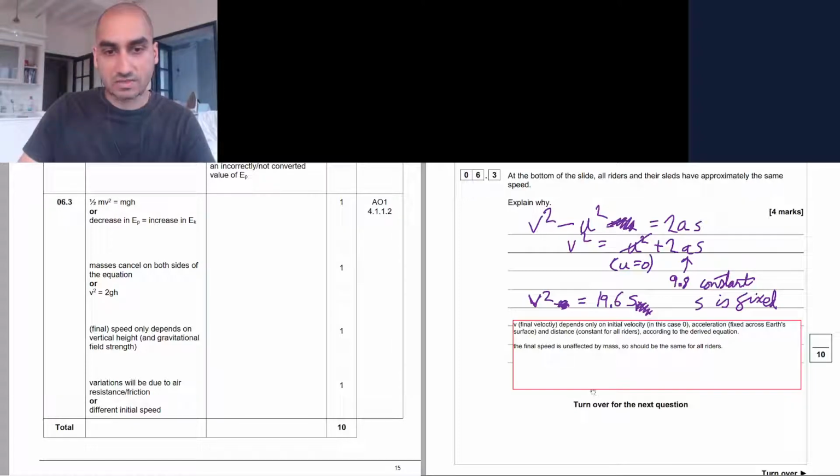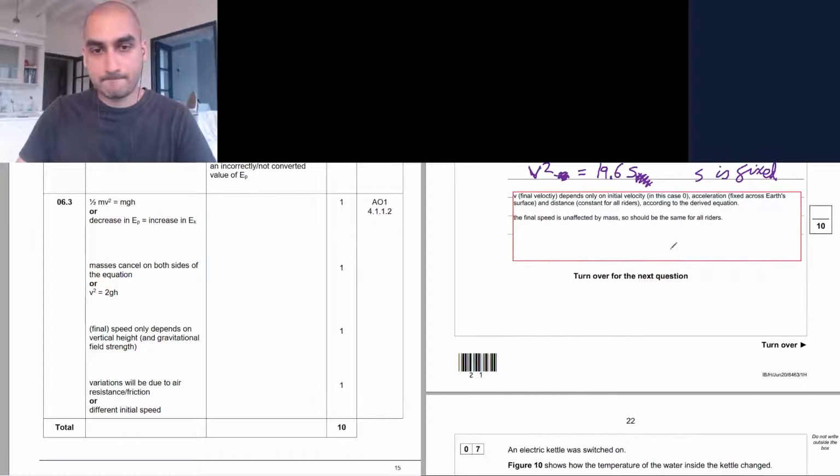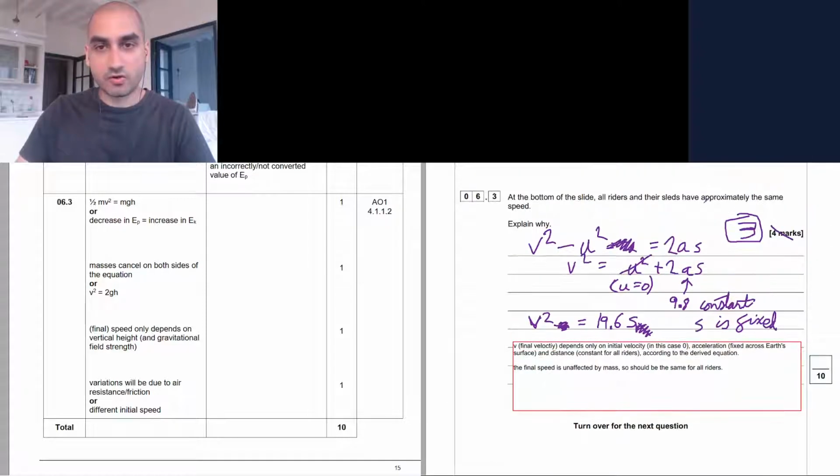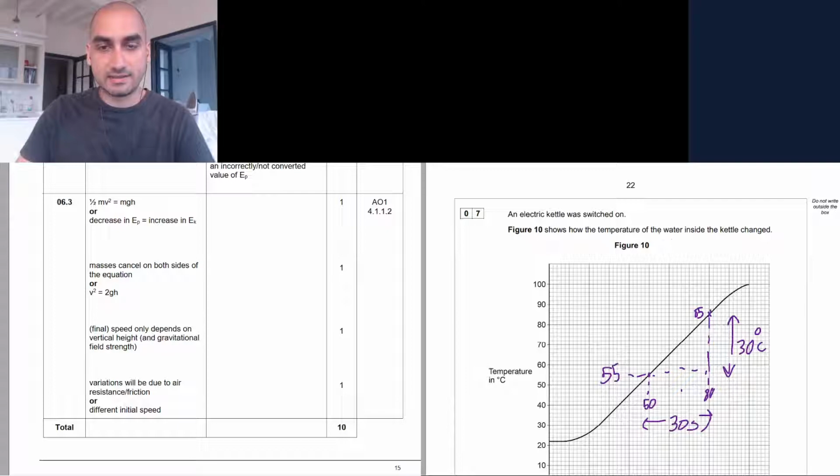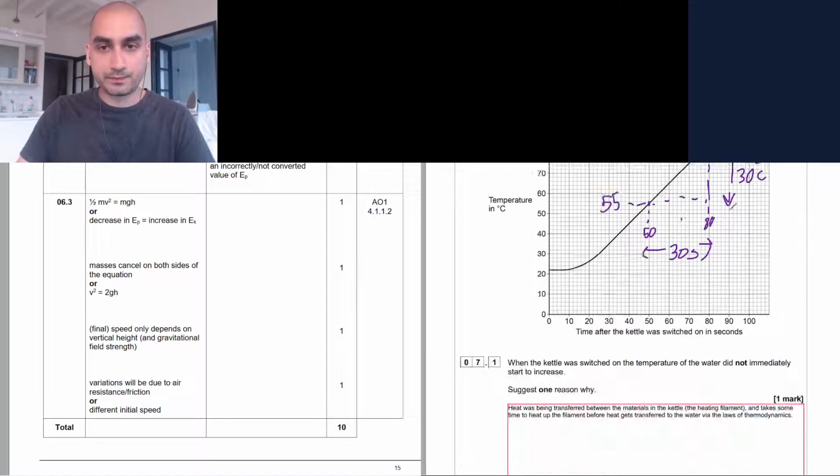Variations will be due to air resistance, friction, or... Oh, well, they didn't ask about the variations. You have to give them even what they don't ask for. You've lost 11 marks, that's bad. Yeah, approximately. You have to say why there would be variations as well. Alright.